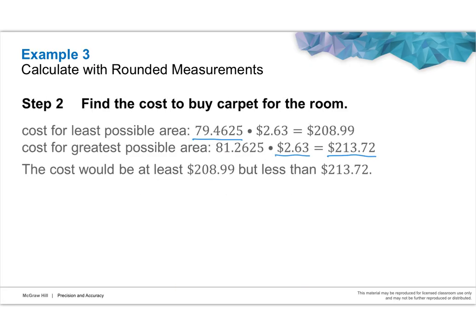If we take our cost for the least possible area, which will be the lower number, 79.4625, times $2.63, of course, per square foot. That has not changed. The tenths level of precision gives us a least possible cost of $208.99.